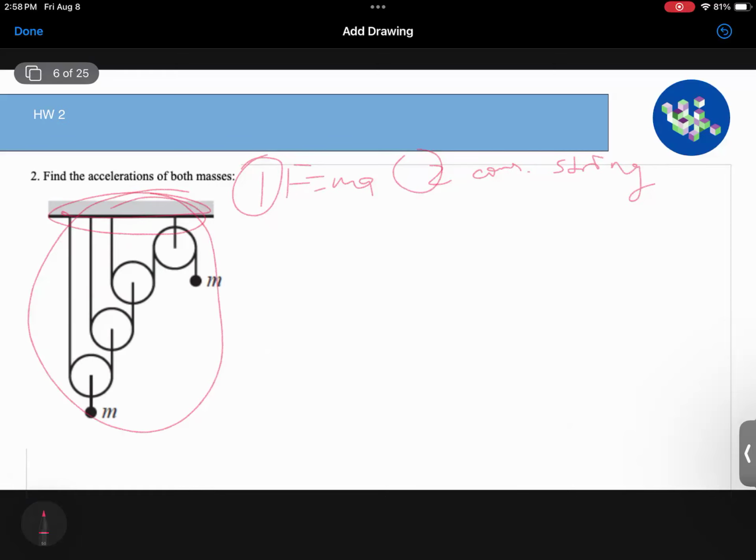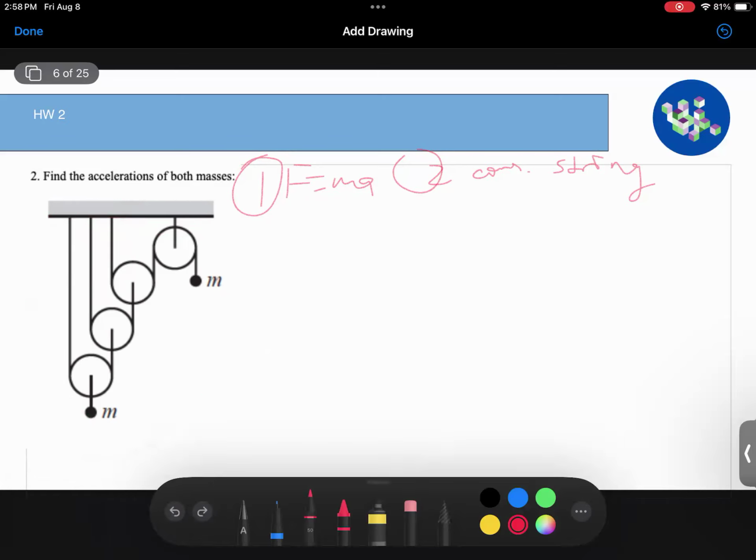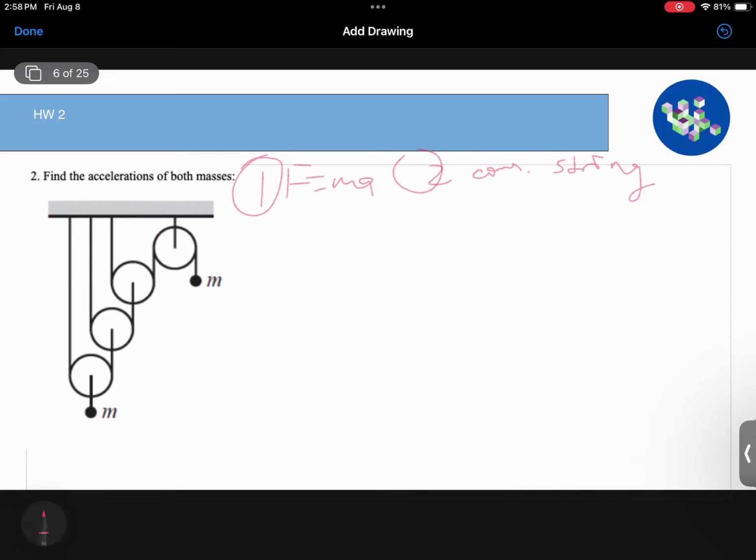So first, let's write our F equals ma equations. But before that, we need to draw a free body diagram, right? So on the bottom mass, let's say there's a downward gravitational force, of course, and then there's an upward tension force. So let's call that T bottom, right? T bottom, and then this will be mg, except we also have a T top here, right?